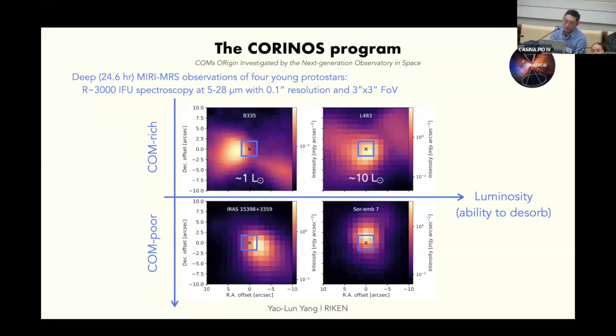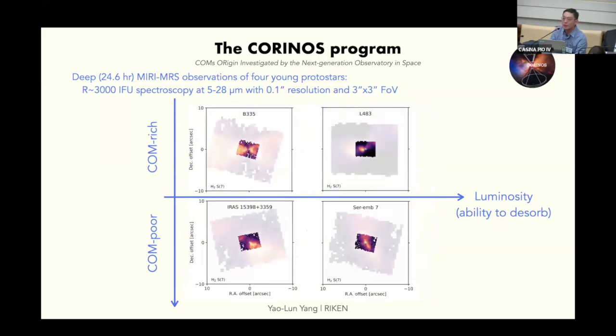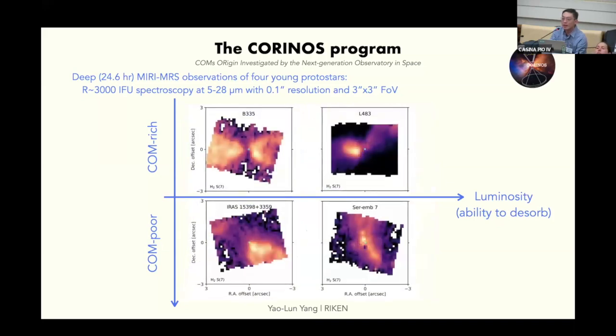The image shown here is a Spitzer IRAC image, and with JWST we use the MIRI MRS mode. We're looking at these small blue squares here, which show what kind of images we actually have from MRS. These are the molecular hydrogen lines.